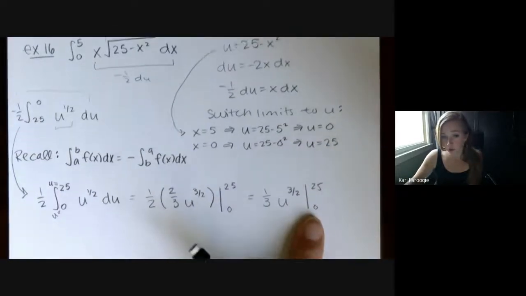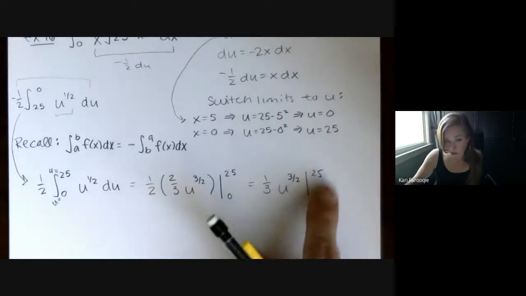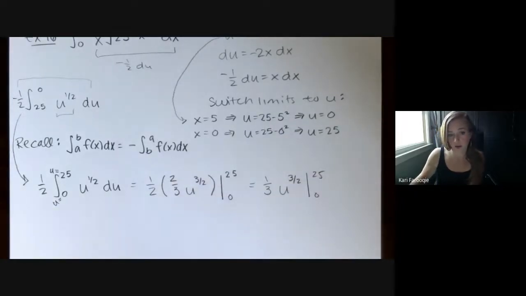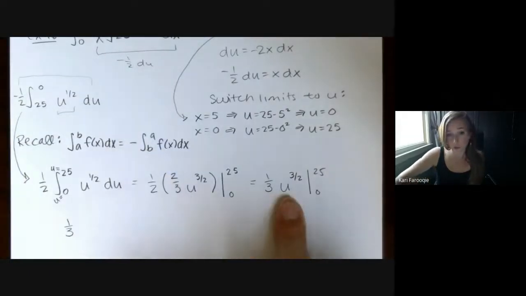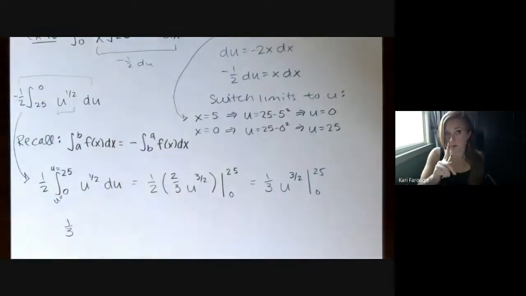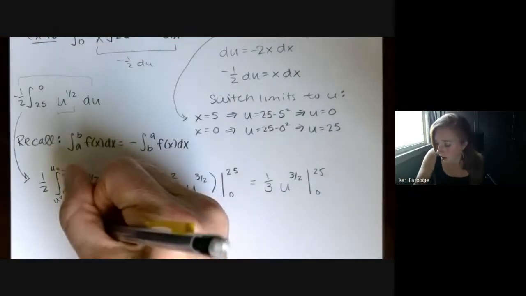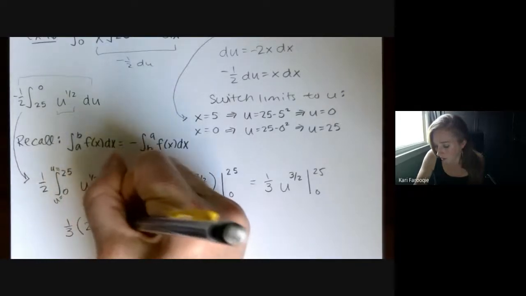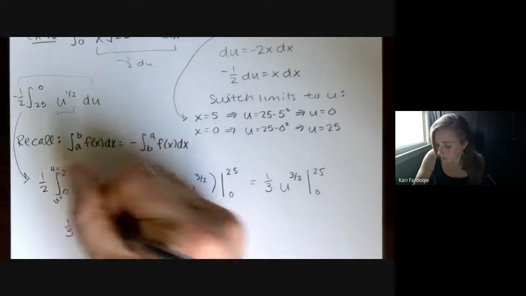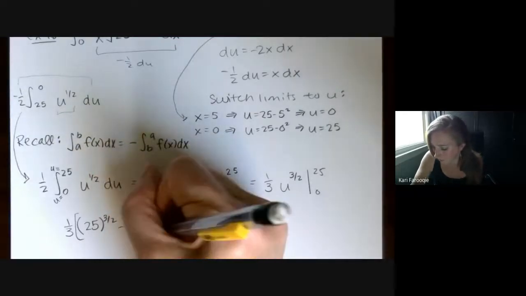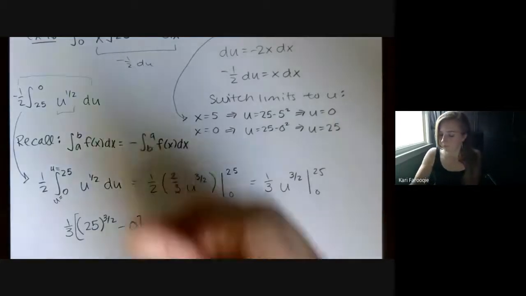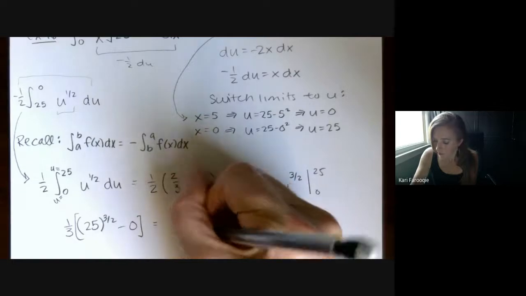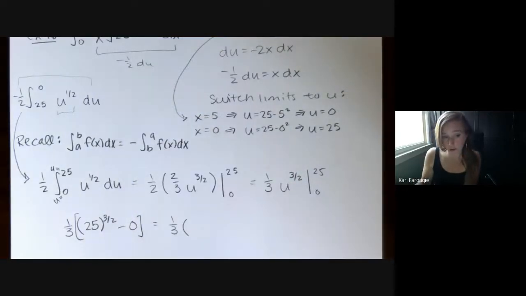You don't actually have to rewrite this in terms of x because you already are evaluating u from 0 to 25. So now you can say that you have 1/3 times, and remember the 3/2 power is taking the 1 plus 1/2 power. I'm going to write it as 3/2, and I'm going to remind you of how to simplify that, but it will, I think, help you to simplify. And then we'll take off the lower limit of 0. So 25 to the 3/2 is 25 to the 1st plus 1/2.